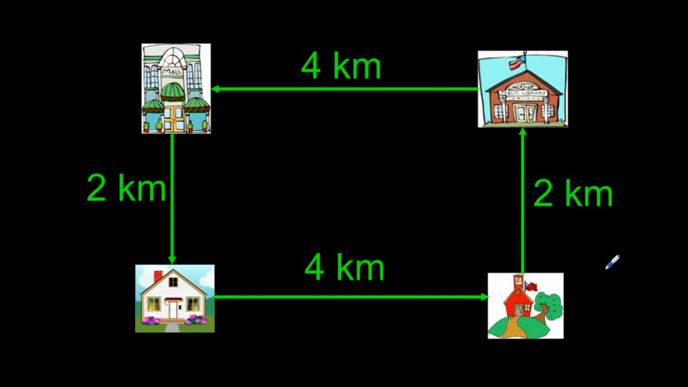Here's a question for you. What's the total distance traveled? Well, it would be 4 plus 2 is 6, plus 4 is 10, plus 2 more would be 12. So the distance traveled is 12 kilometers. Let's do one more example. Here's a reference point.